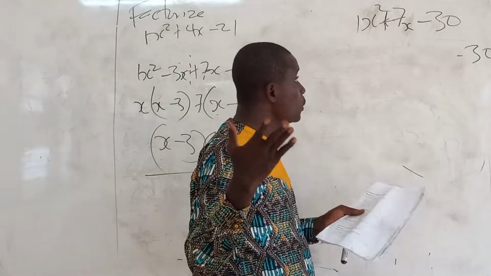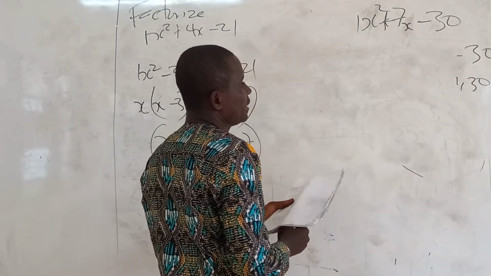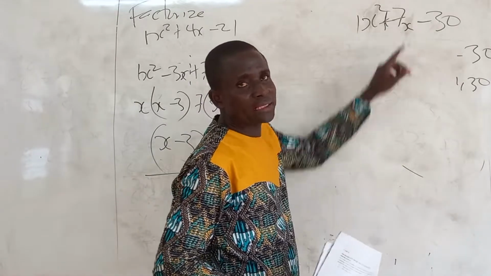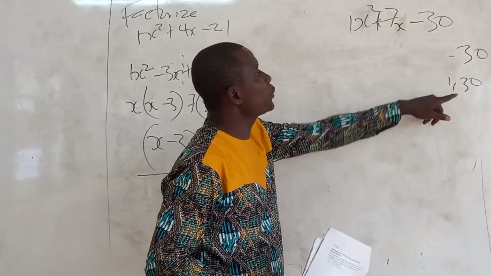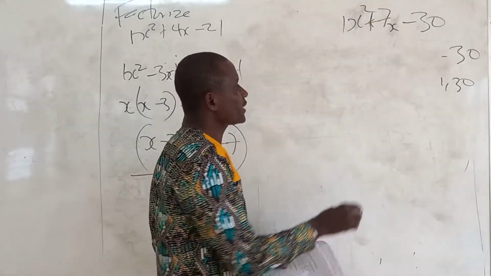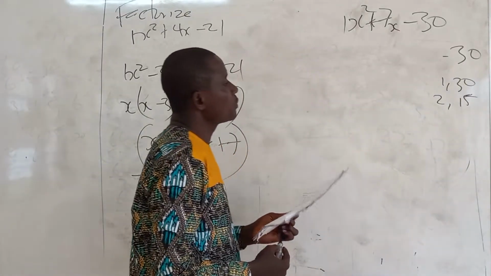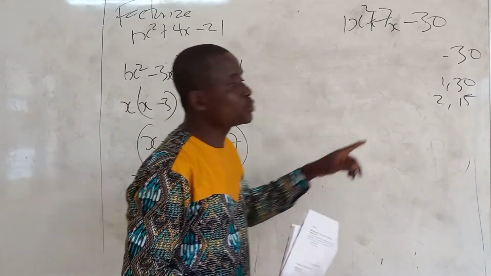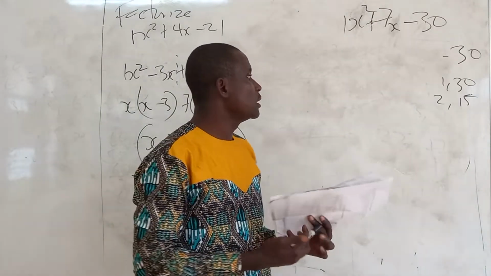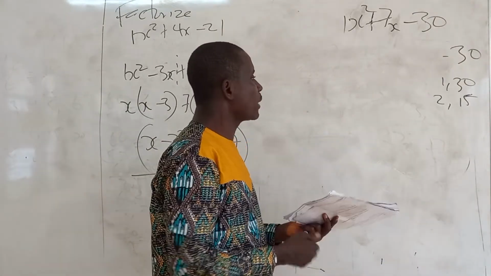And from what we went through, I can have 1 and 30. And check. When you add 1 to 30, what do you get? You get 31, right? But when you subtract, you get 29. None of them is 7 here. Let's check the next factors of 30. We have 2 and what? 15, exactly. When we add 2 to 15, we get 17. Is that 7? No. When we subtract 2 from 15, we get what? 13. Is that 7? No. Then let's move on and see.